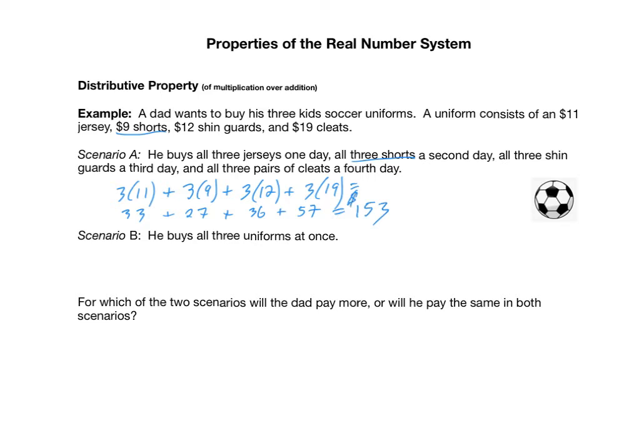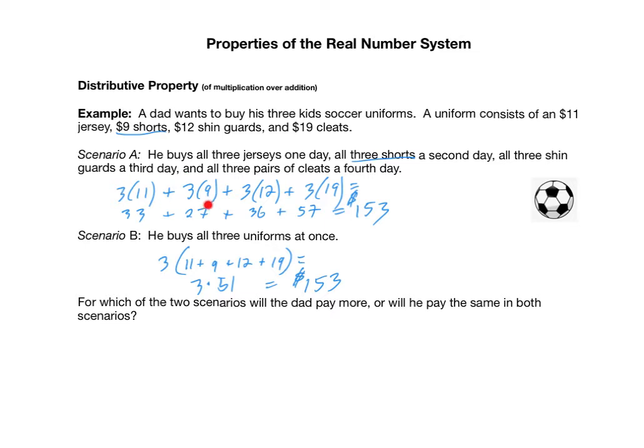Let's look at scenario B. In scenario B, he'd buy all 3 uniforms at once. Well, the price of one uniform is $11 plus $9 for the shorts, plus $12 for the shin guards, plus $19 for the cleats. And he's got to get 3 of those. So if we do this computation, each uniform costs the sum of these 4 numbers added together, and we get 51. And then of course he needs to buy 3 of those uniforms. 3 times 51 gives us a total of $153. So the answer is, it doesn't matter whether he buys it this way or this way. It's going to be the same amount of money, $153.